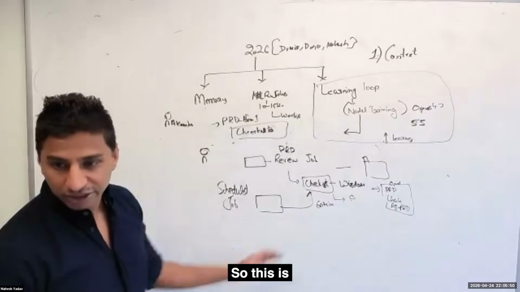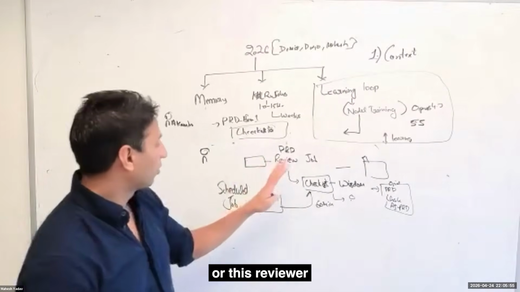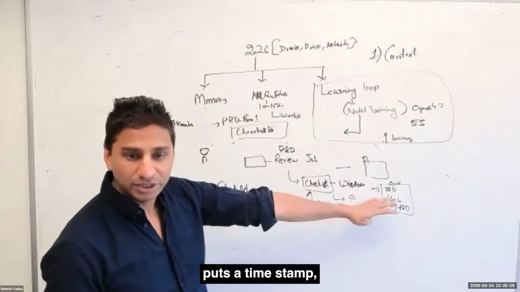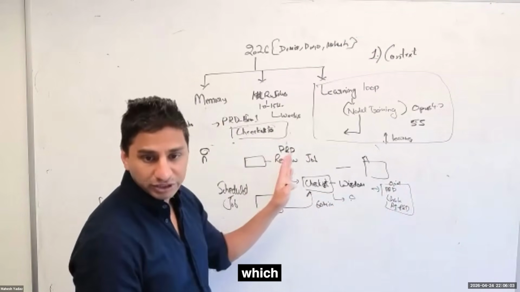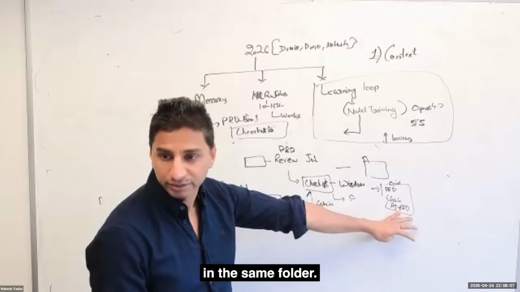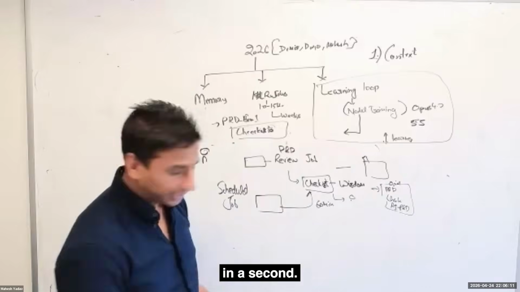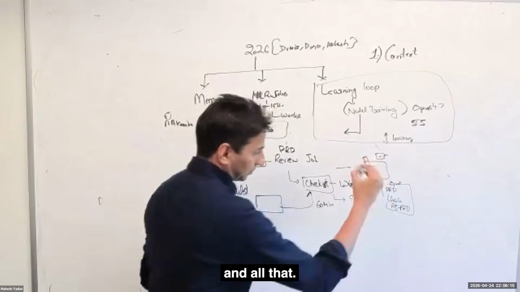Good. So this is your system. Every time the skill, or this reviewer, gets a PRD, it creates a new folder, puts a timestamp, puts the checklist it's using, takes the original one which the user sent, and whatever it produces also goes in the same folder. You will get a folder out of it. I will show you in a second. So now you have a folder with today's date and all that.